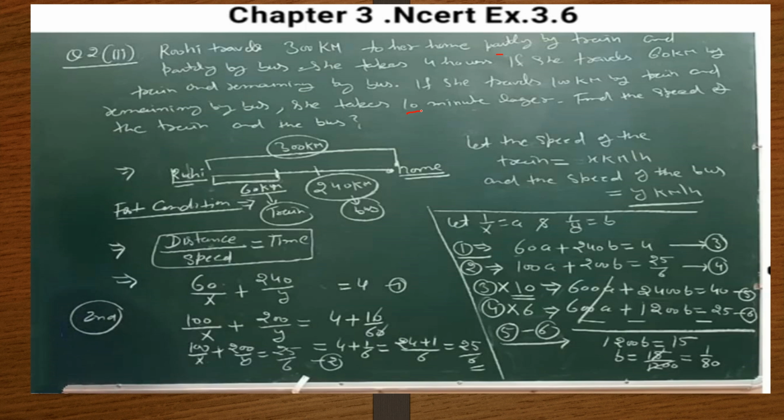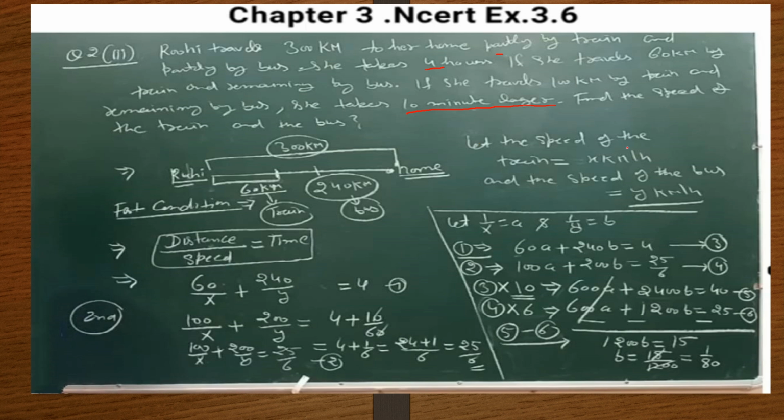It has not given the actual time. It is given 10 minutes longer than the previous time. The previous time is given as 4 hours. That means, I am making you understand the meaning of 10 minutes longer. 10 minutes longer means in this case, when she travels 100 kilometer by train and the remaining by bus, she takes 4 hours plus 10 minutes. Is it clear? Find the speed of the train and the bus.